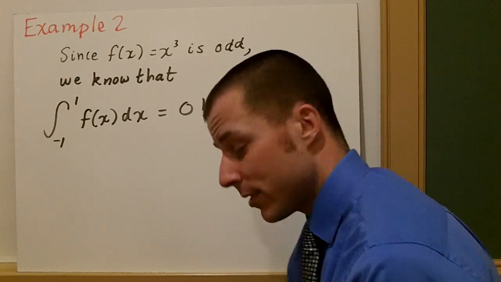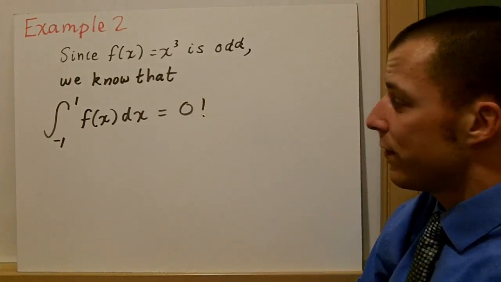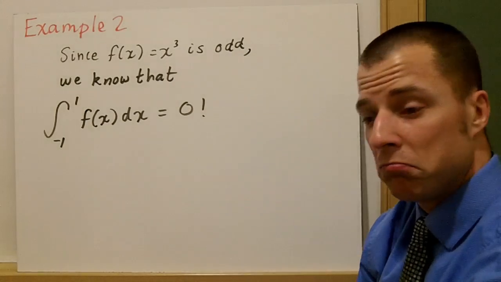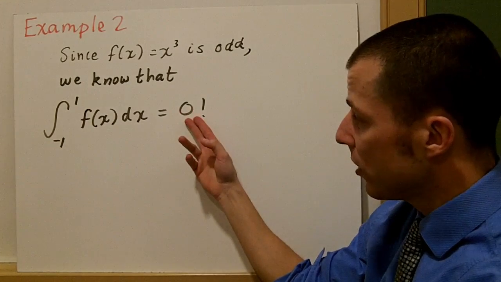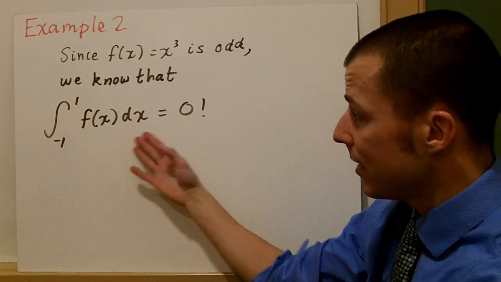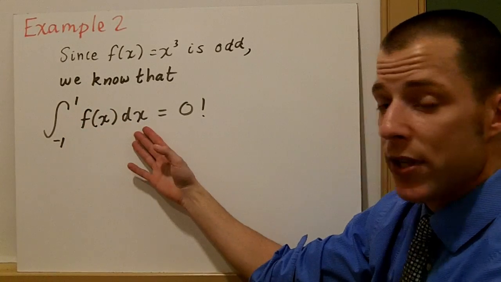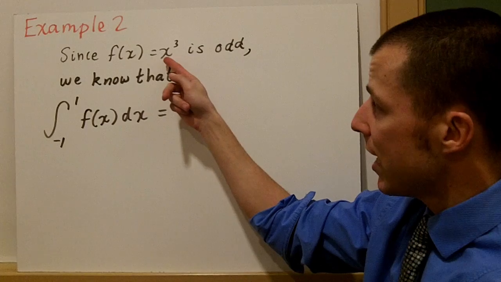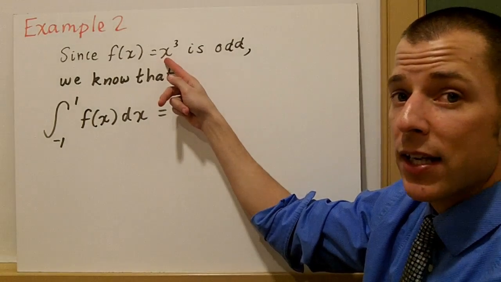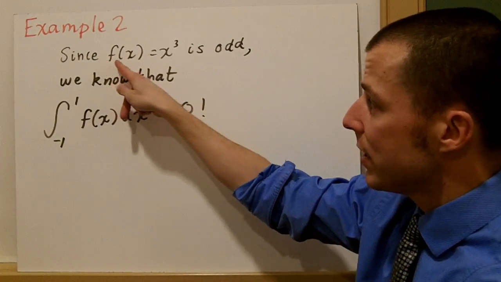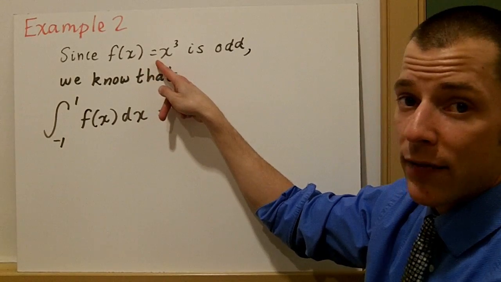Our last example is an easy example. If you can show that the function is odd, then the area under the curve from negative 1 to 1, let's say, is 0, or from negative 2 to 2 is 0. So this function is odd. F of negative x is negative x cubed, and the opposite of f of x is also negative x cubed.